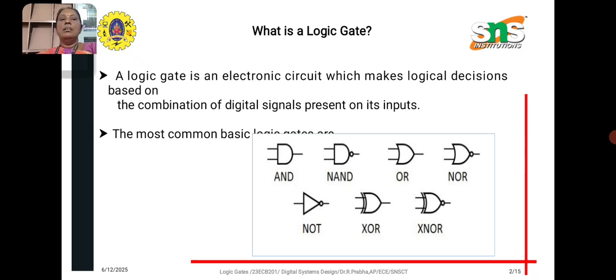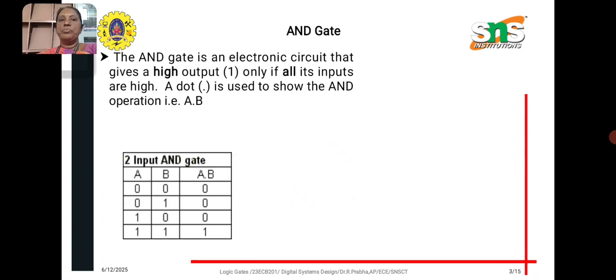Here, in these given gates, AND and NAND gates are complement to each other. OR and NOR gates are the inverse gates, and XOR and XNOR are the inverse of each other. The first gate we are going to see is the AND gate, which performs the multiplication operation, and it gives high output only if all its inputs are high.